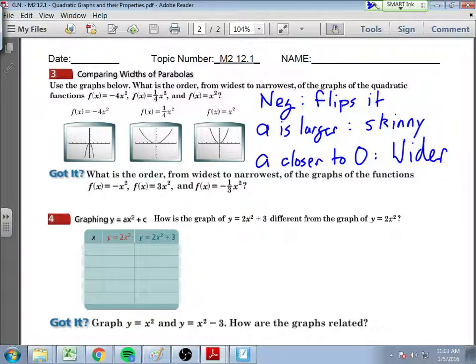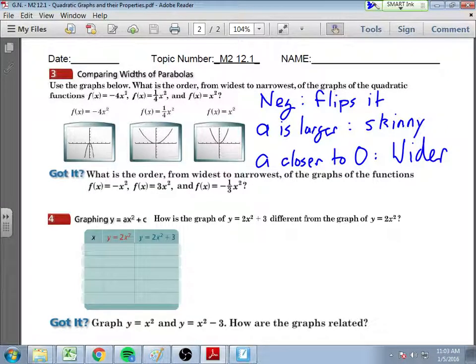So then for the "got it," take those three functions and order them from widest to narrowest. What would be the widest graph up there in the "got it"? Kale, what would be the widest graph there? 2.